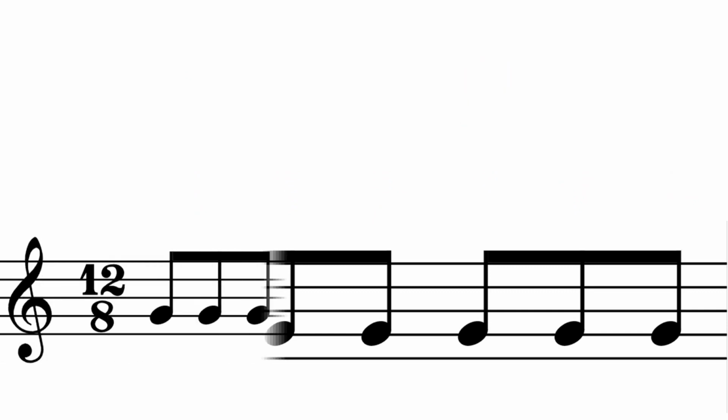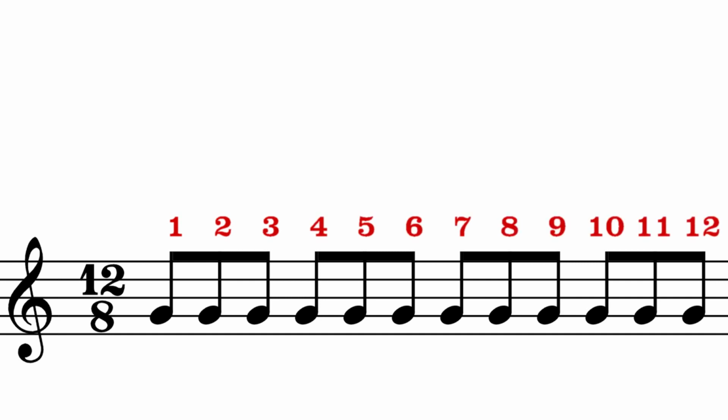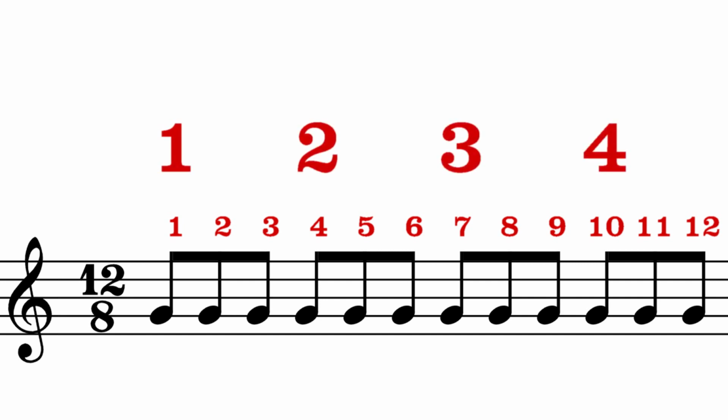As another example, we might see a 12/8 time signature. Similar to 6/8, 12/8 can be divided by 3, so it would also be a kind of compound meter. But rather than feeling this in 2, we would feel it in 4. 1, 2, 3, 4, 5, 6, 7, 8, 9, 10, 11, 12, or we could count it 1, 2, 3, 2, 2, 3, 3, 2, 3, 4, 2, 3. So we would say the pulse of this time signature is in 4.